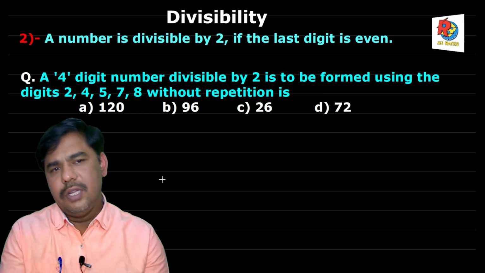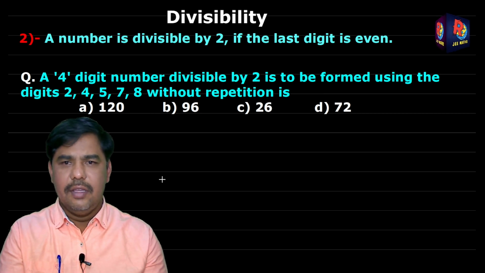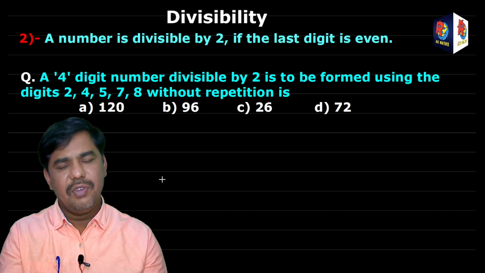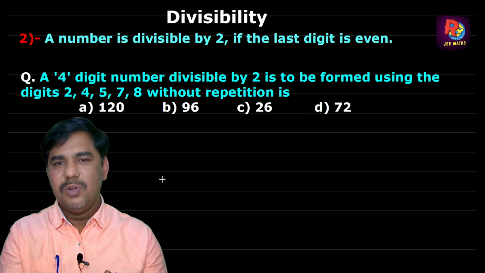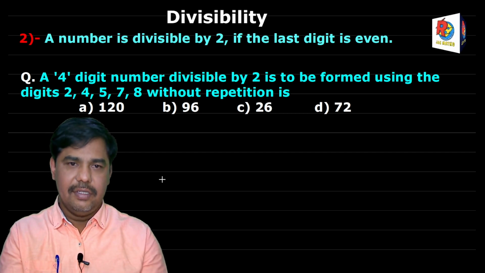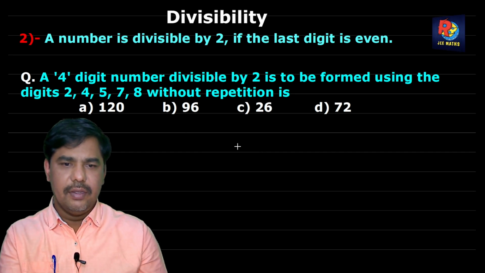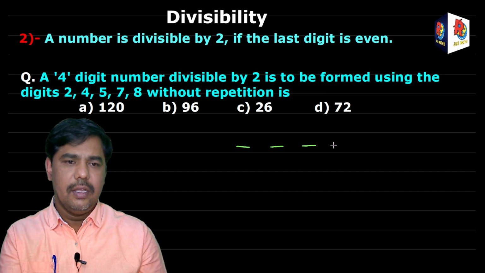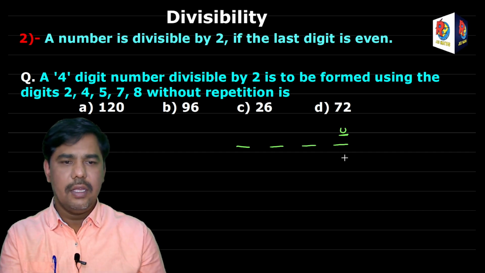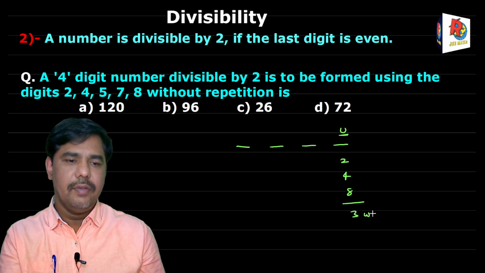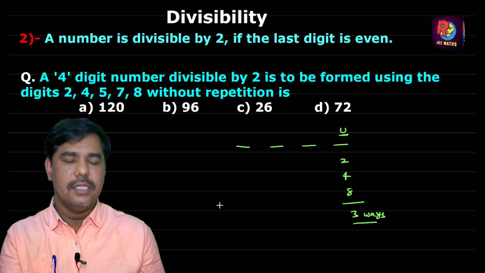We know the divisibility concept from previous classes. Just observe this. Whenever a number is divisible by 2, compulsorily the unit place should be an even number. Observe in this example, we required a 4-digit number. This is the unit place, and in this unit place compulsorily an even number, only 2, 4 and 8. These 2, 4, 8 can be filled in 3 ways.